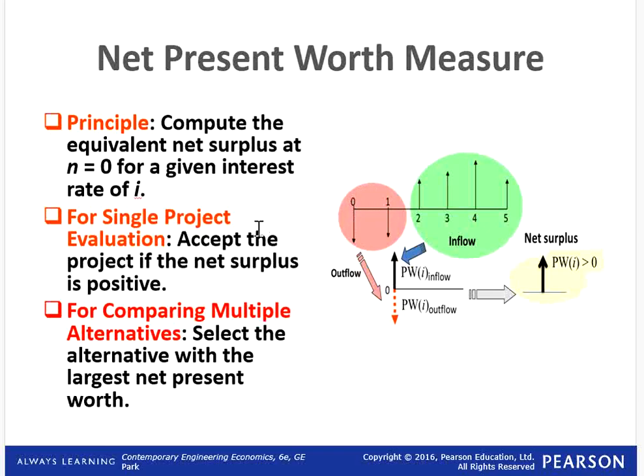If net surplus is positive, we accept the project. If it is negative, we reject the project. If we have multiple projects or alternatives, which project do we select? If there are 10 or 15 different projects or ideas by different engineers, which one will we select? The one which has the highest, the largest net present worth, we should accept it.